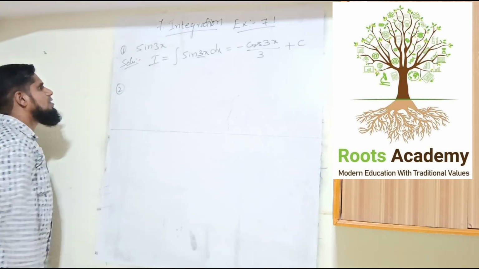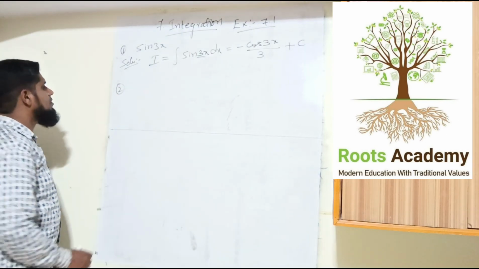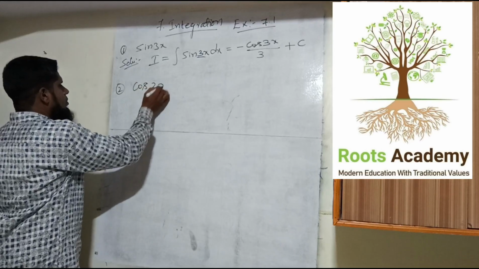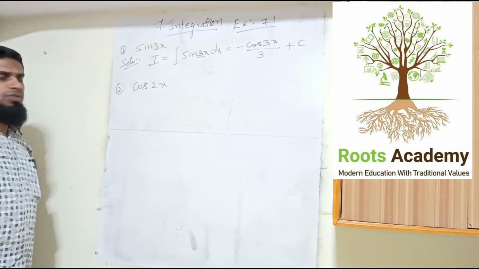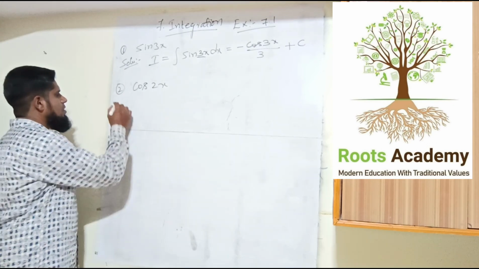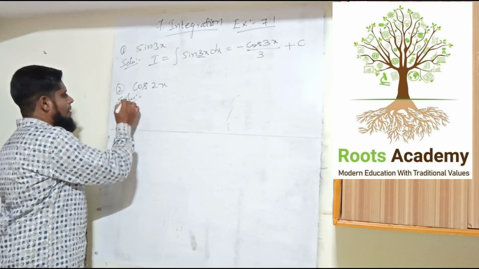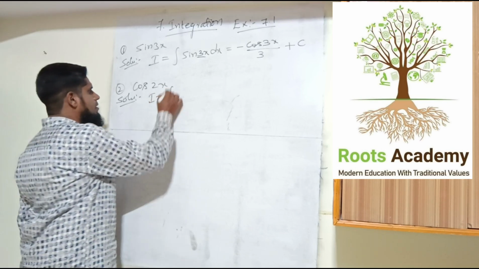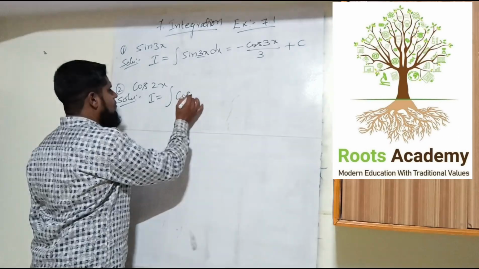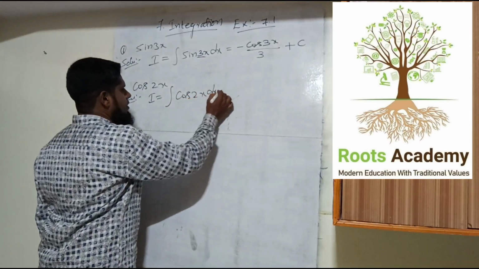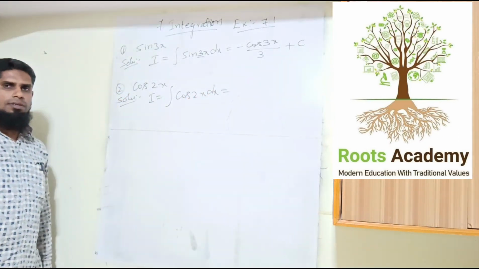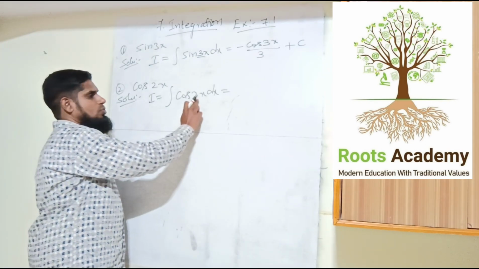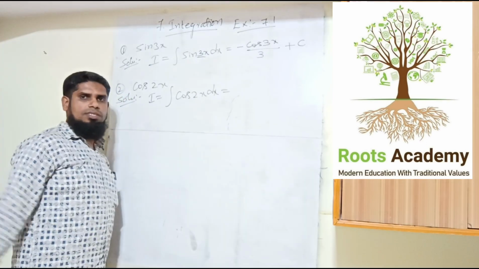The second question is find the integral of cos 2x. Again, this can be represented like this, I, that is integral, and it is equal to integration of cos 2x dx. Now, again it is a multiple angle. So what is the integration of cos?